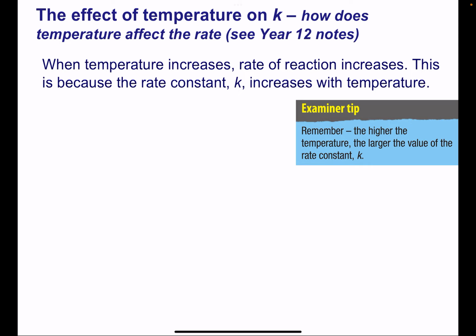Okay, let's start with this. Now you need to refer back to your Year 12 notes on the effect of temperature on rate. So we've done the Maxwell-Boltzmann distribution. We know when temperature increases, particles gain kinetic energy, they move faster, they collide more often, and there are more successful collisions per unit time, per second, per minute. Therefore, more particles will collide with energy greater than the activation energy.